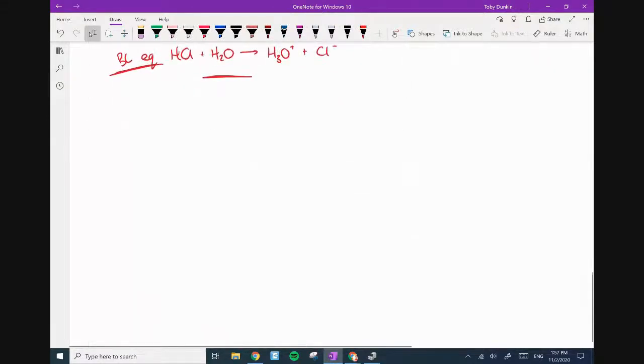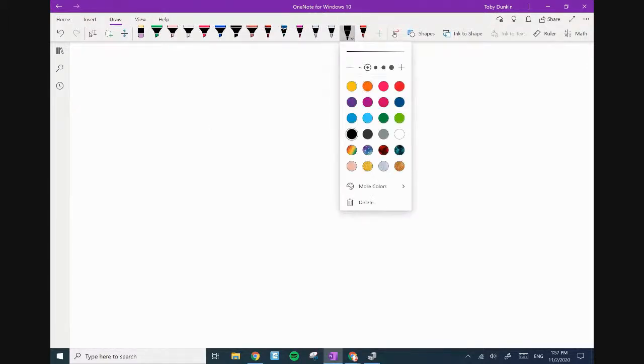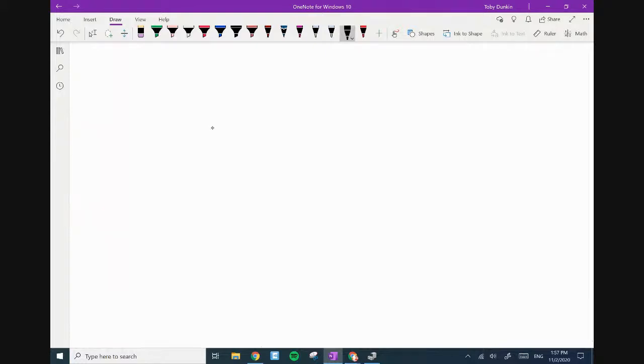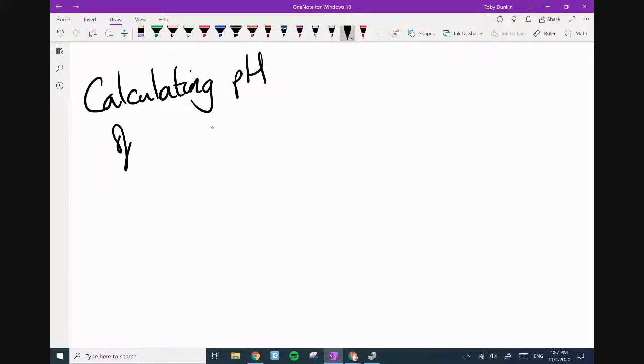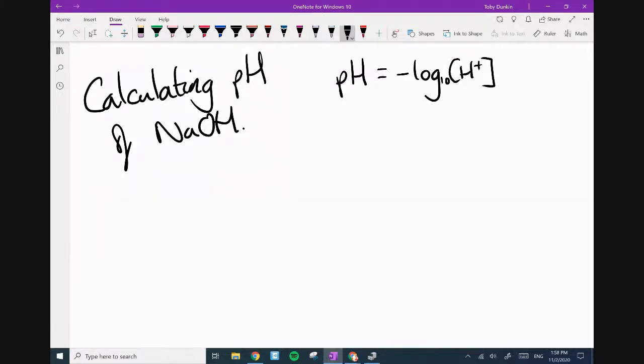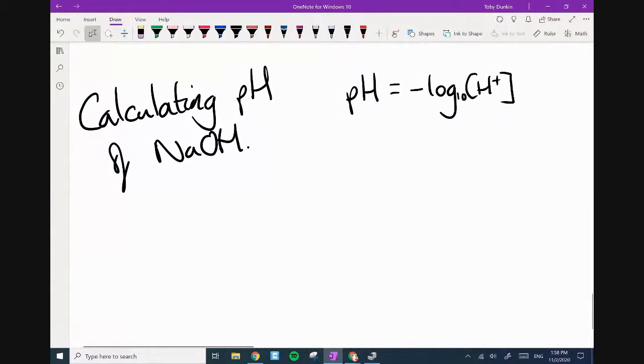Okay, so going back to strong bases. Now that we kind of understand what bases are doing, what we can now do is look at how we go about calculating their pH. Subheading: calculating pH of sodium hydroxide. First thing we need to do is remind ourselves of pH. pH is equal to the minus log base 10 of the hydrogen ion concentration. Definition of pH.